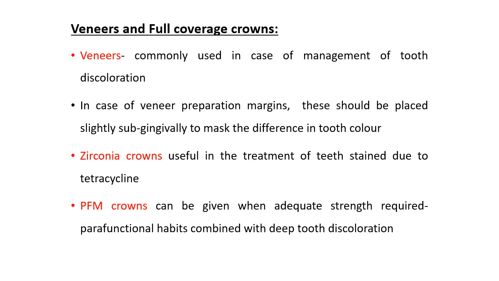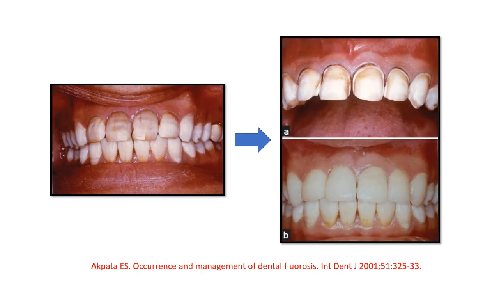Zirconia crowns can also be useful in the treatment of stained teeth caused by tetracycline. Zirconia crowns are non-translucent, which means they do not allow light to pass through. So in a heavily discolored tooth, you can consider going in for the option of a zirconia crown. Whereas a PFM crown gives adequate strength, and is useful in parafunctional habits, and can be combined with deep tooth discoloration.